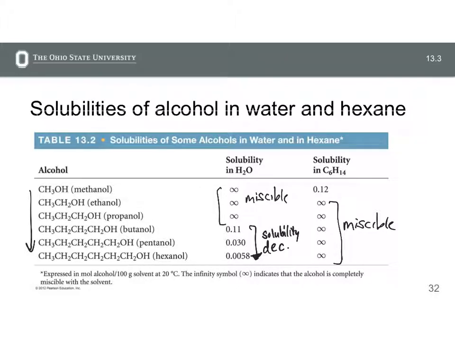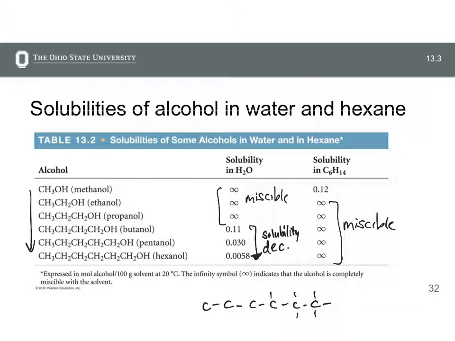And that's because our molecules are starting to look less and less like water and more and more like a nonpolar molecule. So when you see a bunch of carbon and hydrogen in a line, in a chain, or in a cyclic structure, those are going to be nonpolar. So our hexane is a 6-chain carbon.